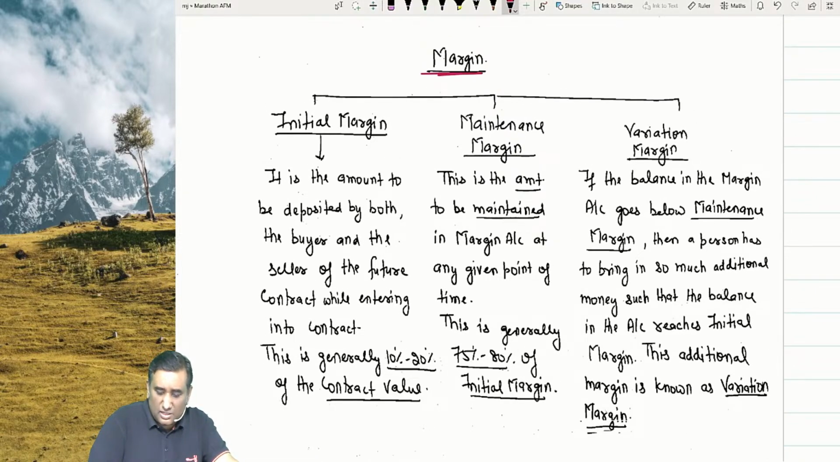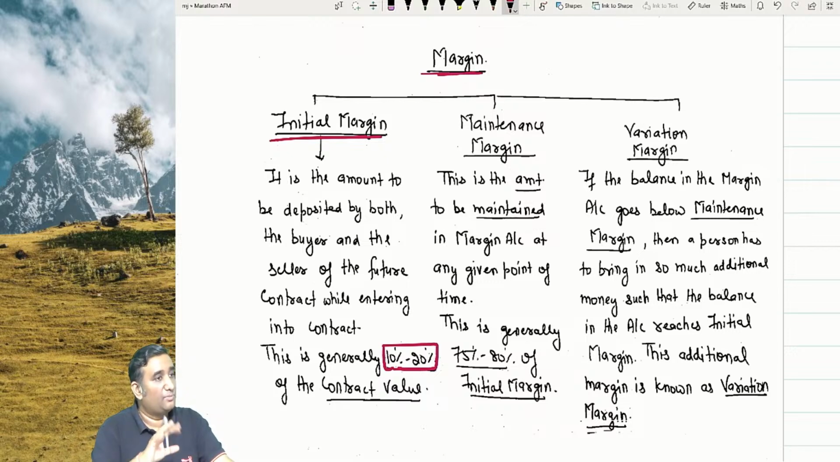Margins: there are three types. One is called initial margin, the amount deposited by both the buyer and seller when they start trading. I have written here 10 to 20% of the contract value. It is not always 20; it depends on volatility and changes every day. In Idea, for example, if a big movement comes, they ask you to deposit 50%, and if more movement comes, they'll ask you to deposit even 90% of the margin.